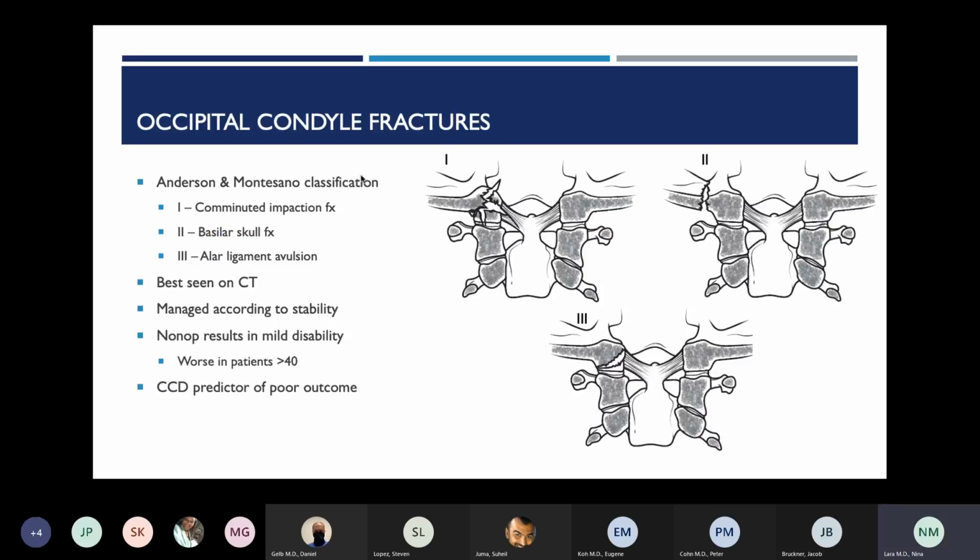Okay, so we'll transition over to occipital condyle fractures. These are classified by the Anderson and Montesano classification. Type 1 and type 2 are stable, treated in a cervical collar.